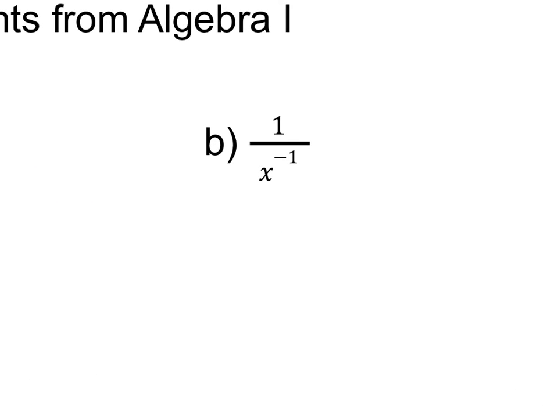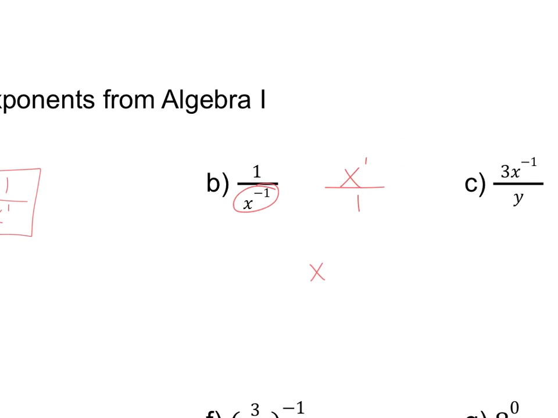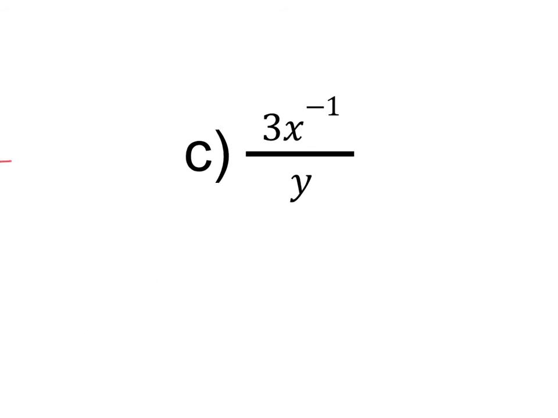Now I have 1 over x to the negative 1 power. Anytime you have a negative 1 power, you're going to flip it to its reciprocal, so I circle it. That's what I need to flip, so it's now going to be in the numerator. If there's nothing in the denominator, what do you put? 1. So you could leave it like that, or it would just be x.